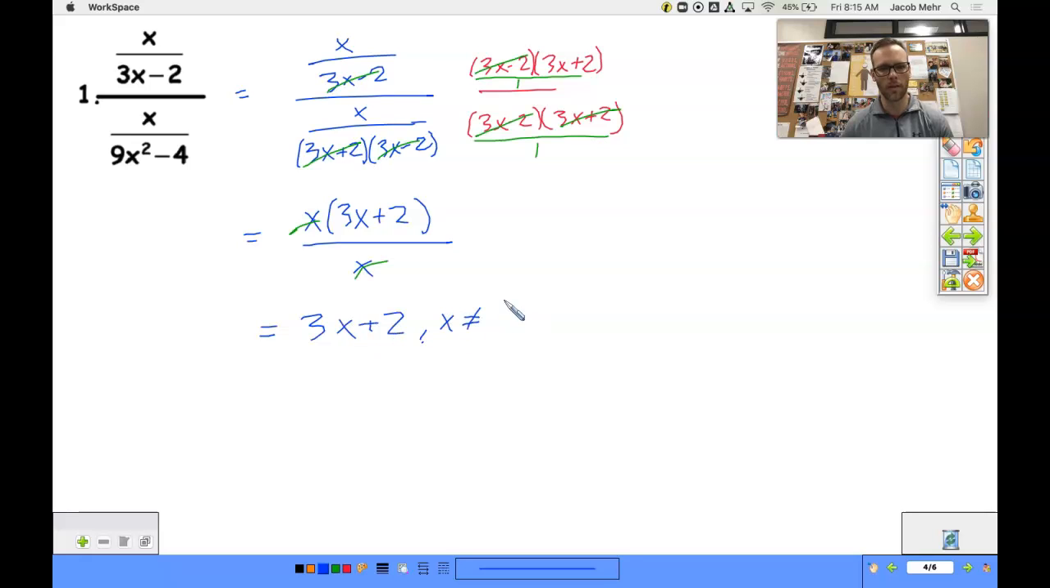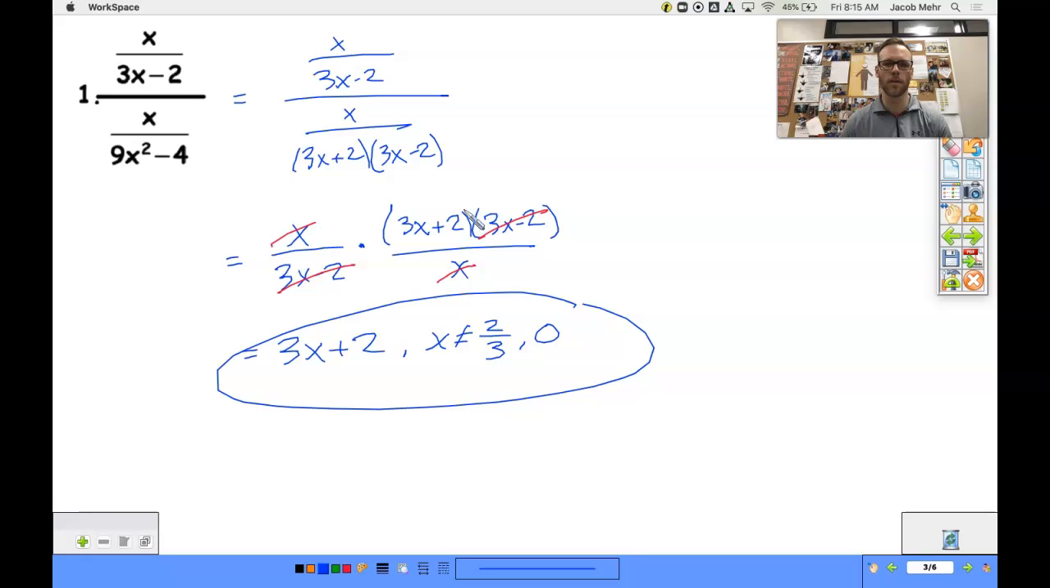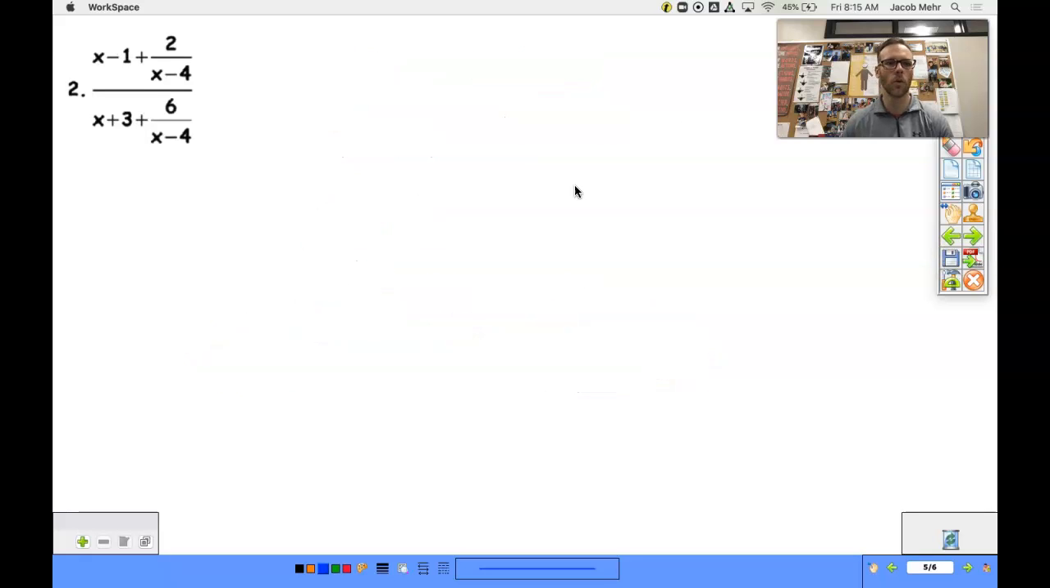And our excluded values were what? 2/3 and 0. Okay. Now, for this problem, I think this method was probably a little bit faster, a little bit easier than this method. However, when we look at this one, now what do we have? It's not a fraction divided by a fraction. It's a sum including a fraction divided by a sum including a fraction.